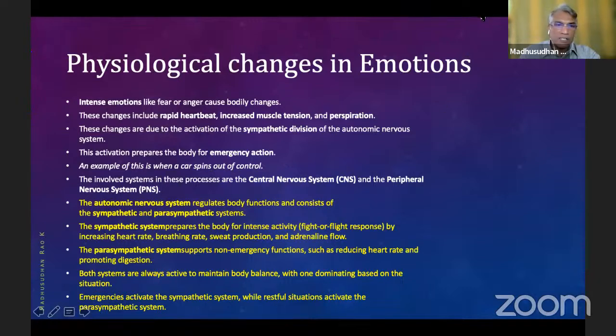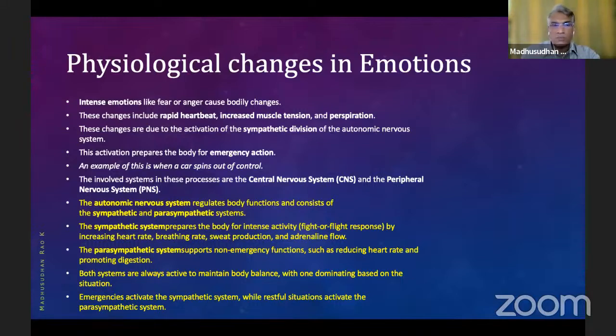Example: when you see a car go out of control, automatically what will you do? You get confused, fear, so many things occur simultaneously. At that time, the peripheral nervous system and central nervous system automatically start processing things. So the autonomic nervous system regulates body functions, consisting of the sympathetic and parasympathetic nervous systems.